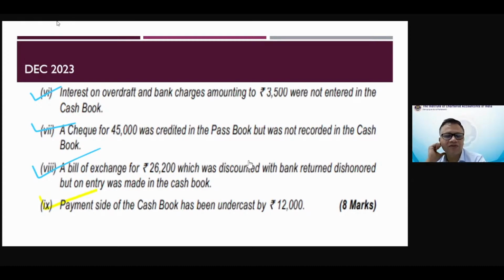Now what we are doing is going from the overdraft passbook to the cash book. So we will rectify the errors on the bank side and accept the errors on the cash book side. Only then can we reach the cash balance. So you can see it is the 8 marks.